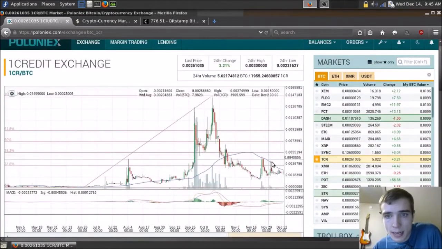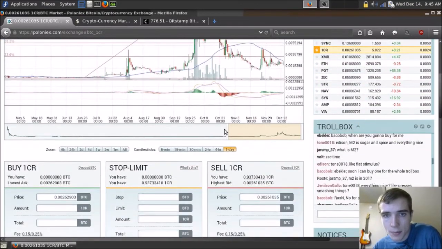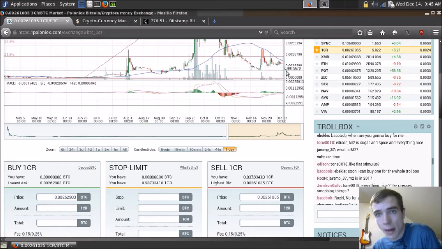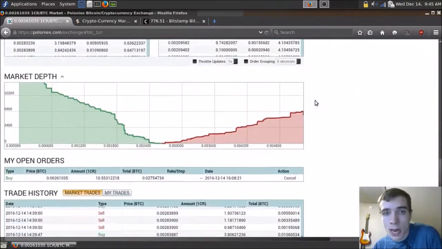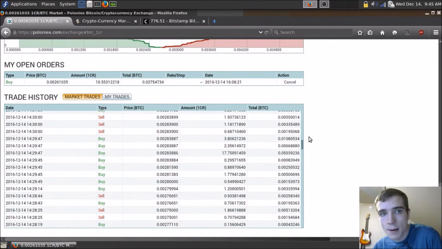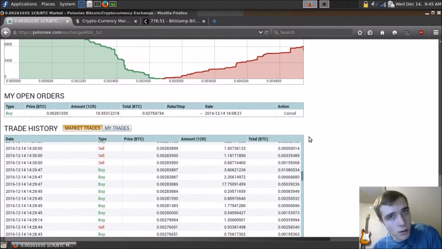So my bid isn't taken up. Somebody hasn't sold. There isn't somebody that has met on an agreement price yet in which they're willing to sell their 1 CR for what I'm asking. Now, I think this order will be taken up before the end of the day, but if it doesn't go to that price, then I'll have an open order just sitting there.